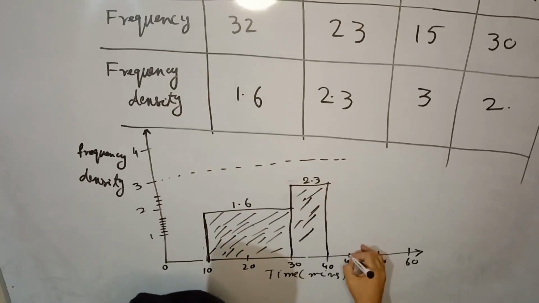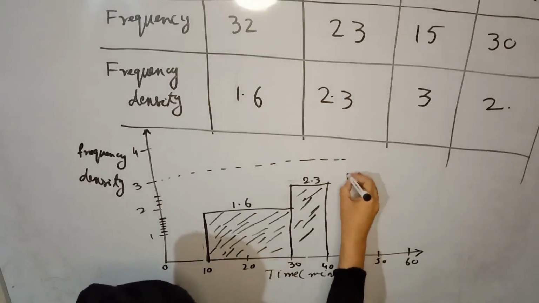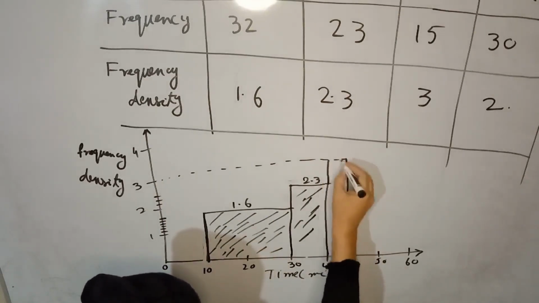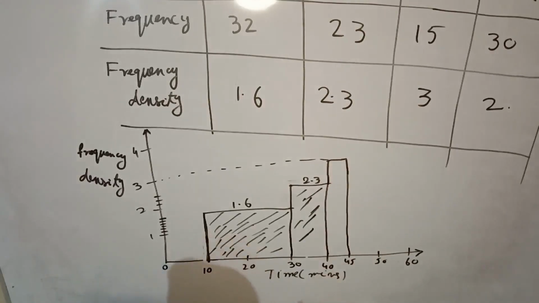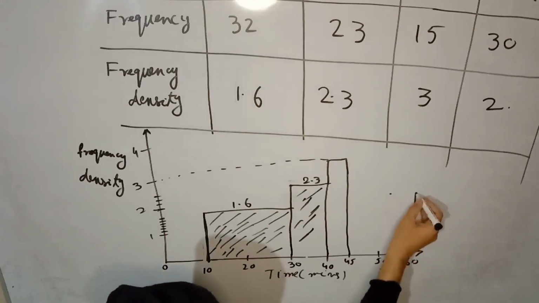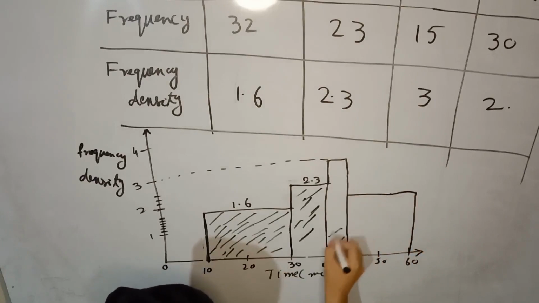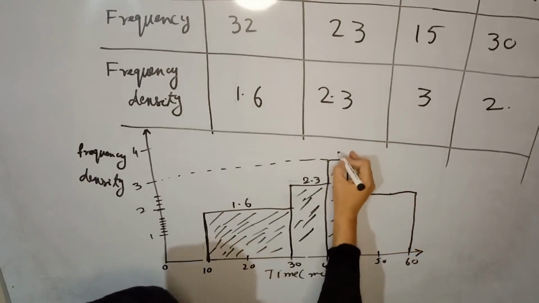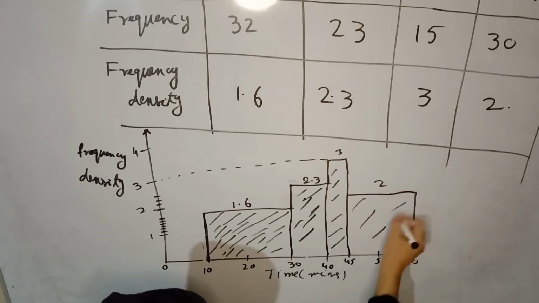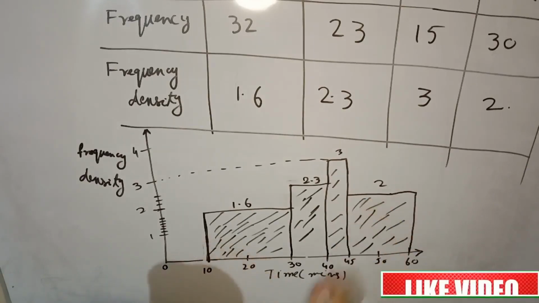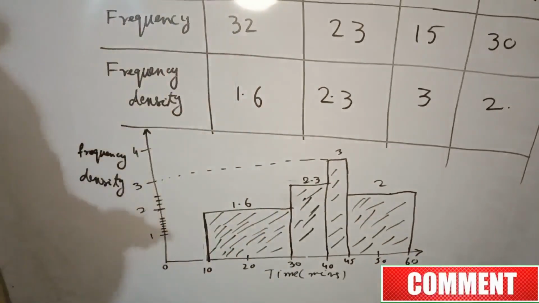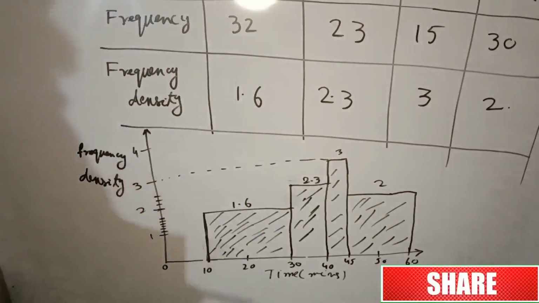40 to 45 and its density is 3. Next is 45 to 60 and its frequency is again 2. From 2 is here, almost here. From 40 to 60 and it is 2. Again, this is 3 and this is 2. So this is how you draw a histogram for unequal intervals using the frequency density.